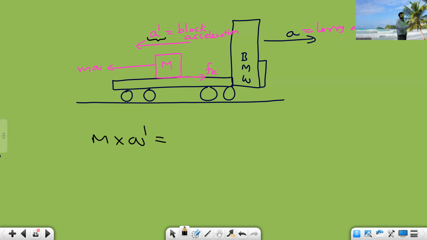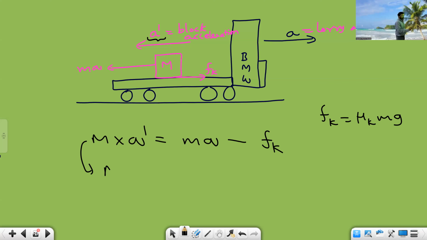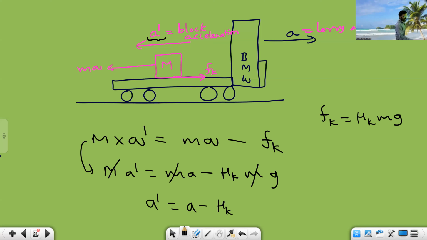So ma dash is equal to the pseudo force going backward, ma, and the opposing force is the frictional force, Fk. We already know what Fk is: mu k into mg. So I can write ma dash is equal to ma minus mu k into mg. M gets cancelled. A dash is equal to a minus mu k g. This is a relation between the acceleration of the lorry and the acceleration of the block, and we can connect everything in this way. Is it clear?